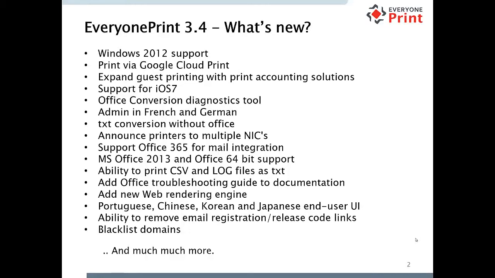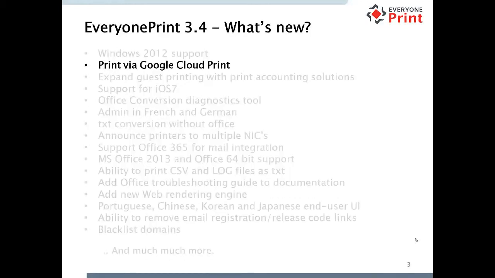I won't go through all of these, but I'll go through some of the major ones, including Google Cloud Print, what it is, how it works, the configuration, and then we'll talk about the expanded guest printing support that we have now done for print accounting solutions, and the new feature, the Office Conversion Diagnostics tool, and finally the ability to support multiple networks now with AirPrint. So those are the four major features that I want to walk through in this presentation. We'll cover some of the others as we go through, and you'll see them in the interface as we progress.